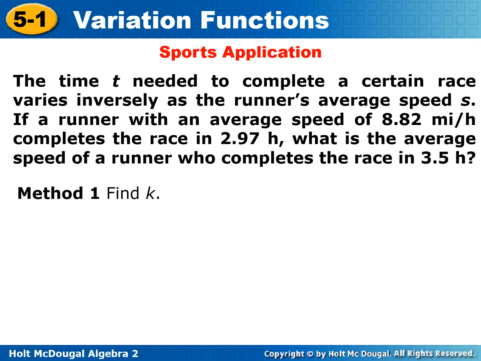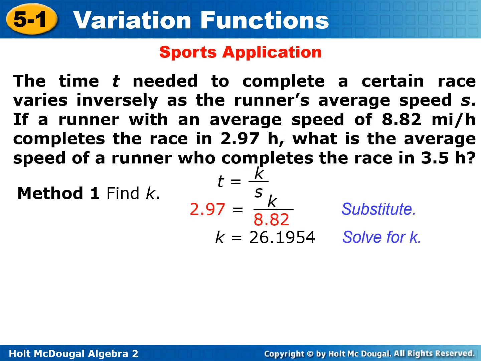So in here, we are going to find the average speed of a runner who completes the race in 3.5 hours. For the first method, we are going to find k. So to find k, t equals k over s. So substituting all the values, we are going to have k equals 26.1954. So from here, we are going to substitute the value for k. So we are going to have the equation t equals 26.1954 over s.